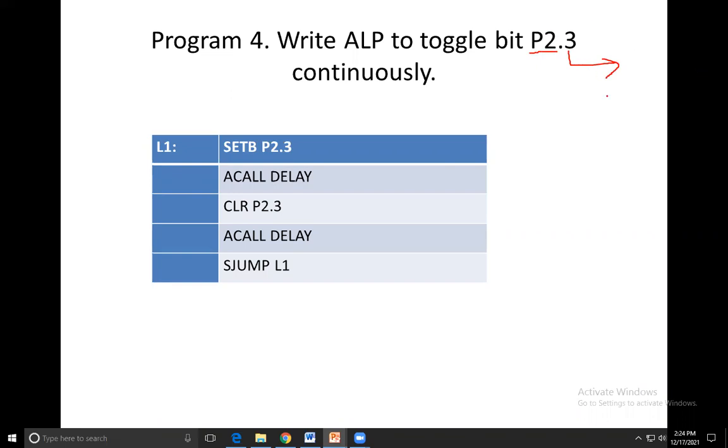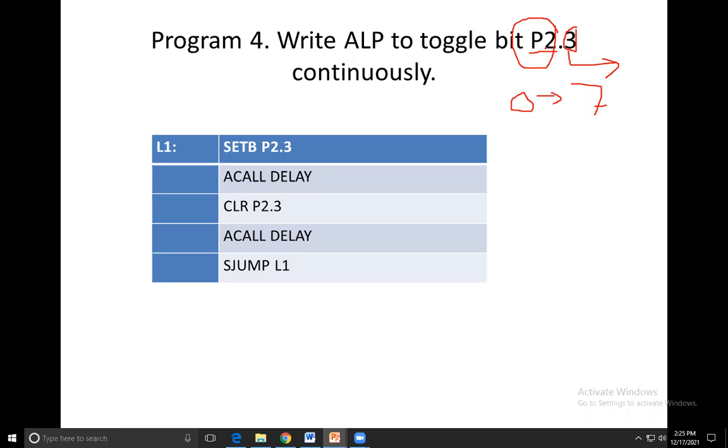What is the pin? Your pins start from 0 to 7. So this is the name of the port, P2, and here is the pin which we have to toggle, the pin which you have to work on. This is the number of that pin, and here we have to give the name of the port.